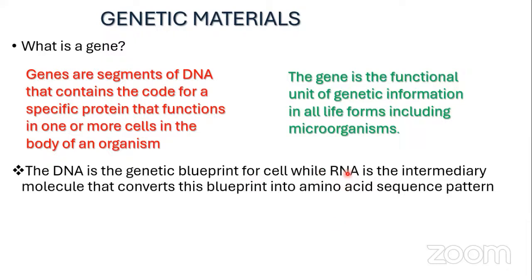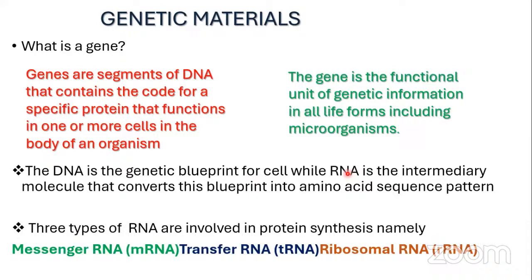We have three types of RNA which are involved in protein synthesis. We have the messenger RNA, we have the transfer RNA, and the ribosomal RNA. The messenger RNA is responsible for extracting the encoded gene from the DNA, and the transfer RNA is responsible for transmitting it to the ribosomes.